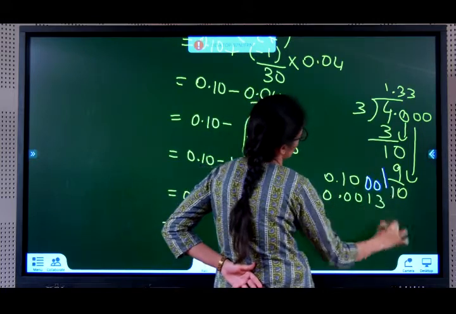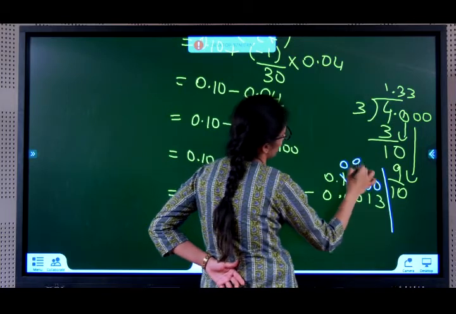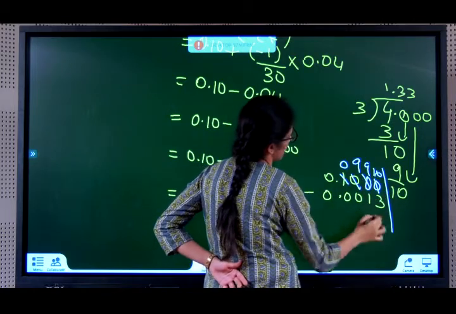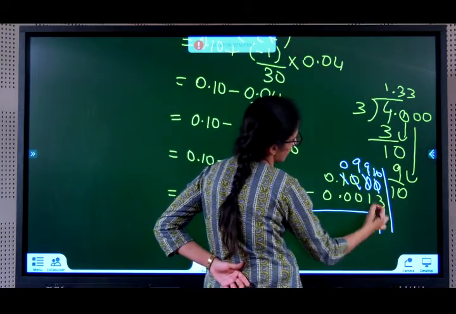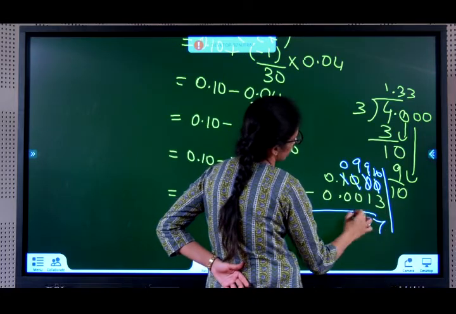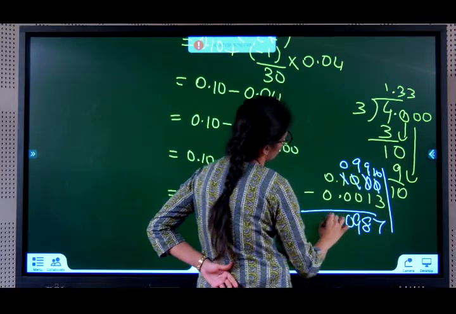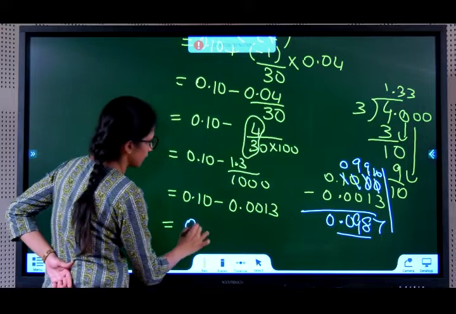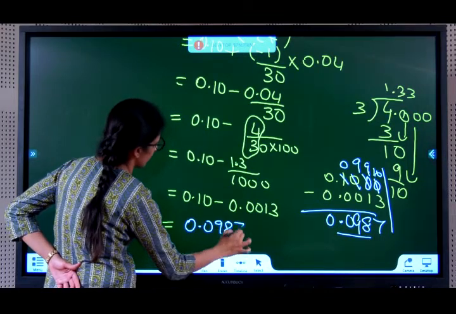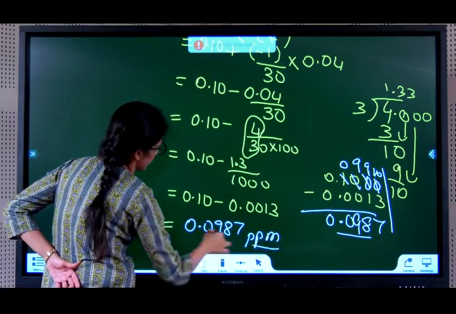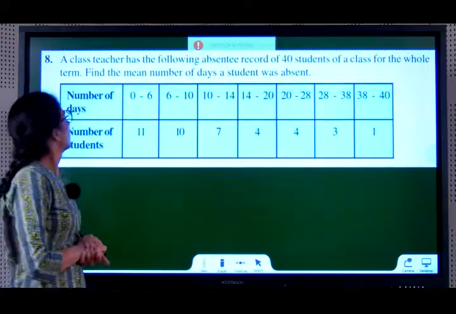Put the zeros here. Cancel 9, 9, 10. 10 minus 3, 7. 9 minus 1, 8. 9 minus 0, 9. 0, 0. So your concentration is 0.0987 ppm. Same unit as the class.